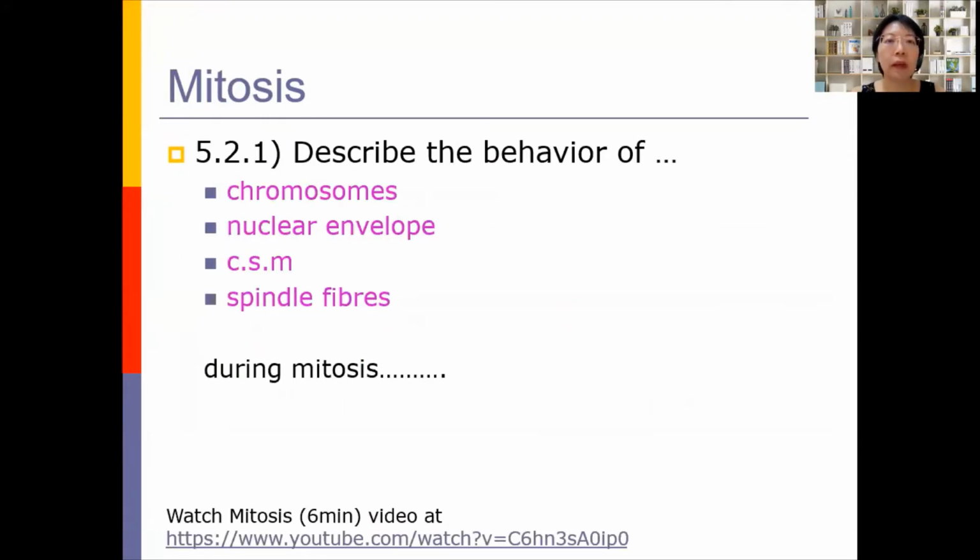Based on the syllabus for mitosis, what they want you to learn is that you need to be able to describe the behavior of chromosome, nuclear envelope, cell surface membrane, and spindle fibers. Only these 4 things during mitosis. This video is quite interesting. You can watch this when you revise the chapter. Today, if you have time, you will watch. If no time, you will not watch, okay?